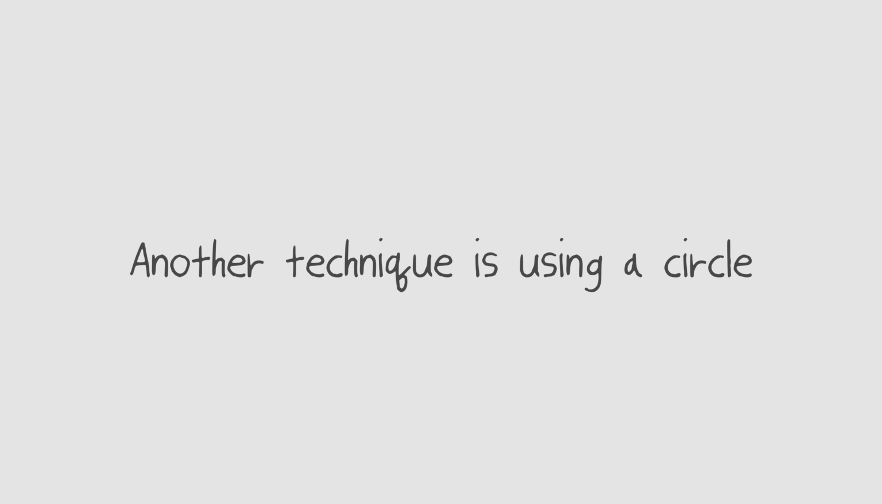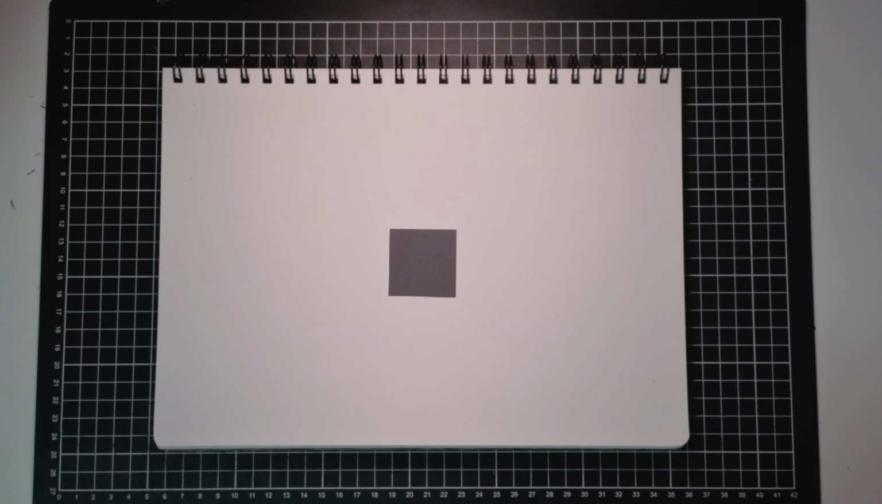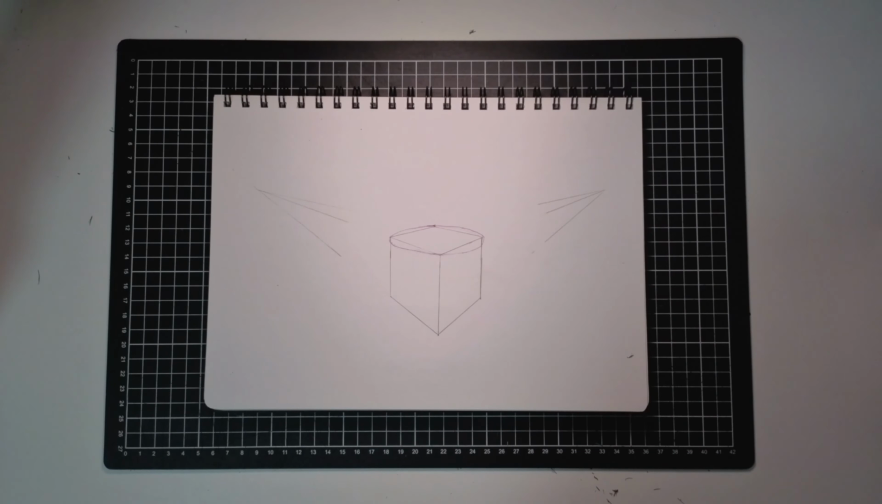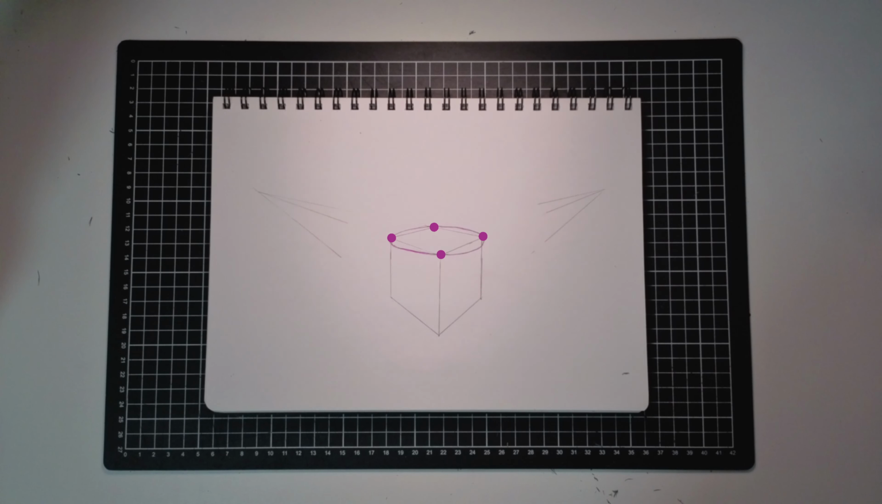Another technique is using a circle. Let's go back here to the square. If you rotate the square and trace the corners, it will create a circle. Now if you draw this circle in perspective, you can now use it to guide the box.